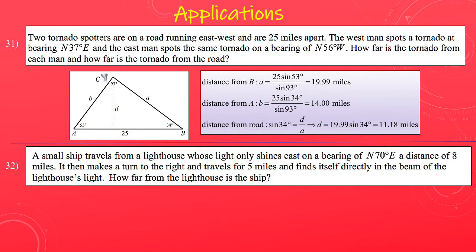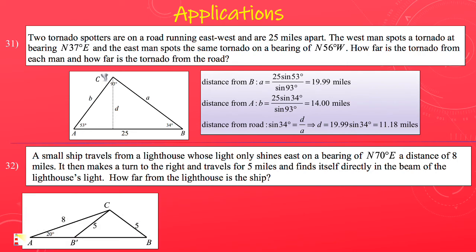In number 32, we are told that a small ship travels from a lighthouse whose light only shines east, traveling on a bearing of north 70 degrees east, a distance of 8 miles. It then makes a turn to the right and travels for 5 miles and finds itself directly in the beam of the lighthouse's light. We'd like to know how far the lighthouse is from the ship.